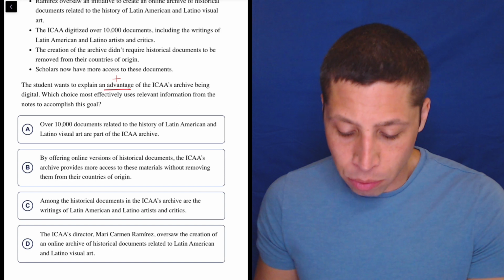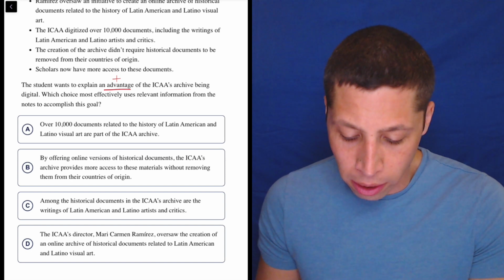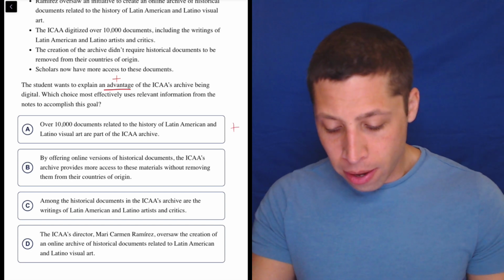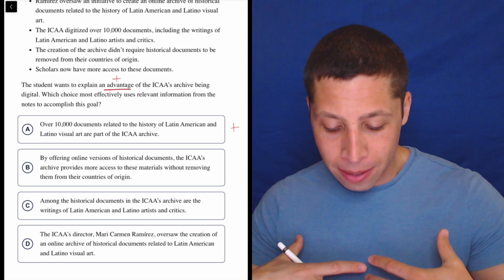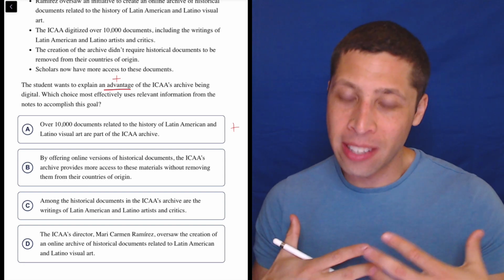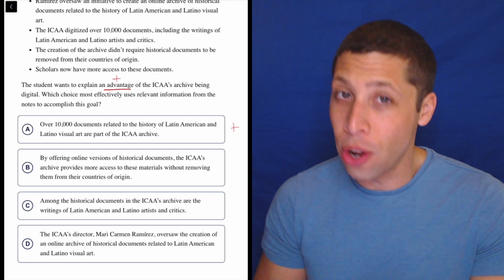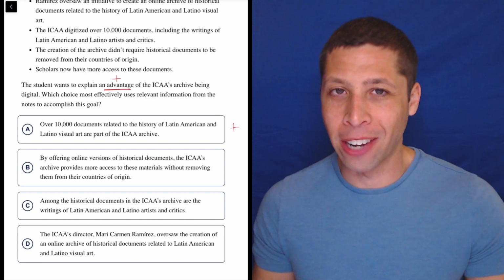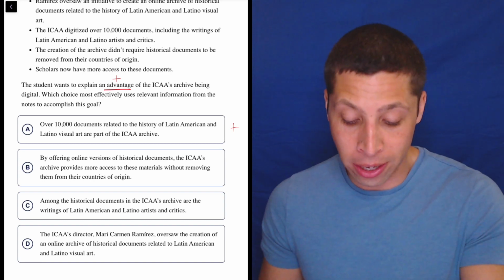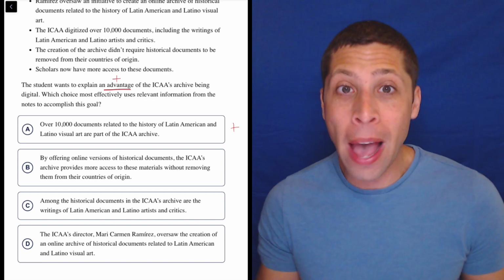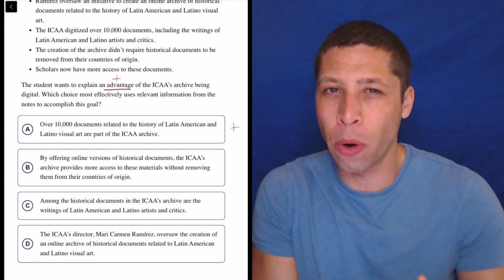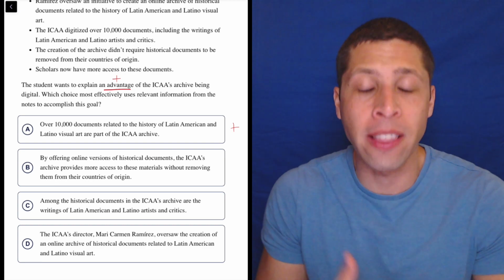A, over 10,000 documents related to the history of Latin American and Latino visual art are part of the ICAA archive. Well, that seems good. Now, it doesn't say that those are digitized in any way. I guess it's implied because it's visual art. Like, I don't know. So that piece may be missing. Maybe it's left to us to understand that that's an advantage. It doesn't explicitly say, oh, 10,000 is good, right? I mean, maybe 10,000 is bad. Maybe there's a million things that could be in there, but they've only got 10,000. Now that's suddenly bad, right? So I don't love that I have to make assumptions in order for me to understand that this is an advantage, but let's leave it in for now.